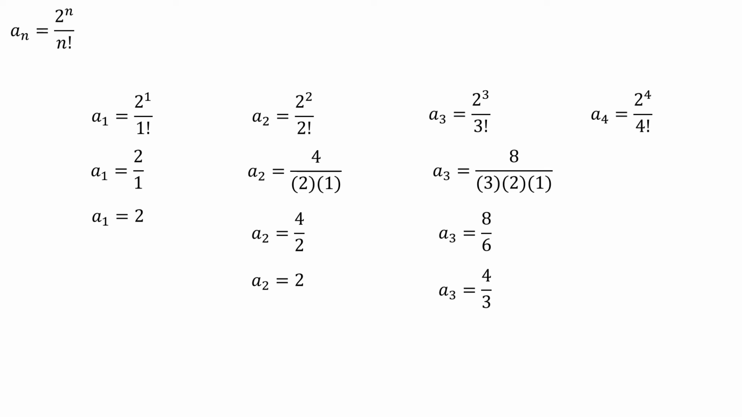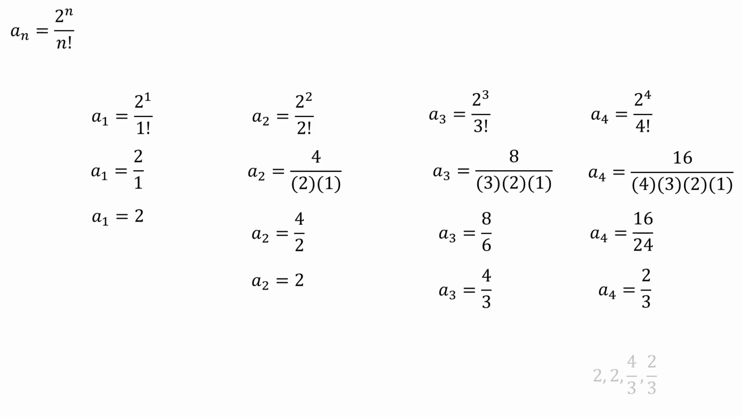Okay, fourth term. 2 to the 4th over 4 factorial. Well, 2 to the 4th power is 16. And then on the denominator, 4 factorial, you guessed it, 4 times 3 times 2 times 1. If I multiply that out, I get 24. And that will reduce to 2/3.